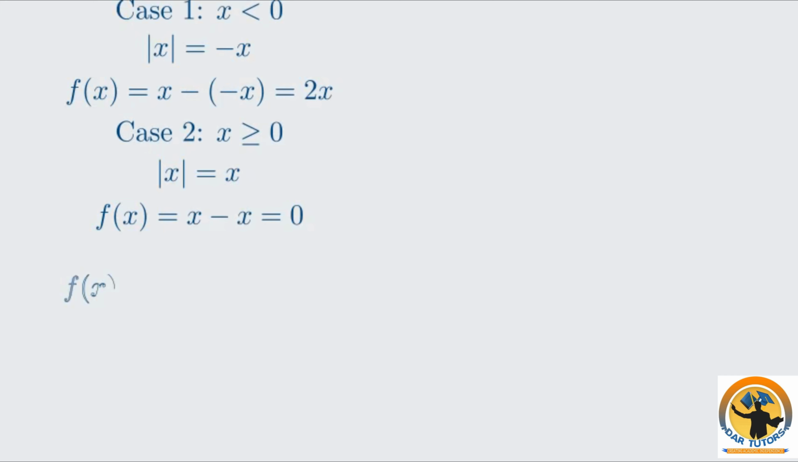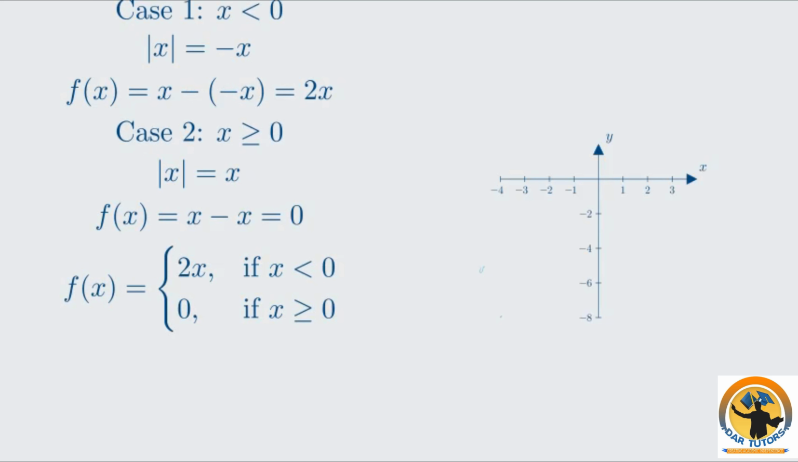So our function can be written as a piecewise function. f of x equals 2x for x less than 0, and 0 for x greater than or equal to 0. To graph this, we draw the line y equals 2x for all negative x values, and we draw the line y equals 0, which is the x-axis, for all non-negative x values. The result is a graph that is the x-axis for x greater than or equal to 0, and a line with a slope of 2 for x less than 0.